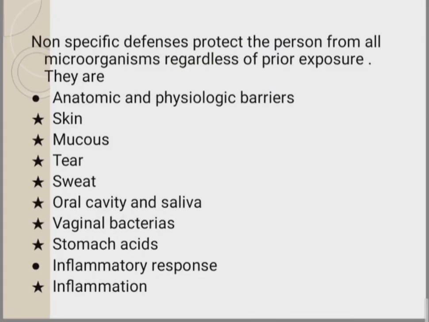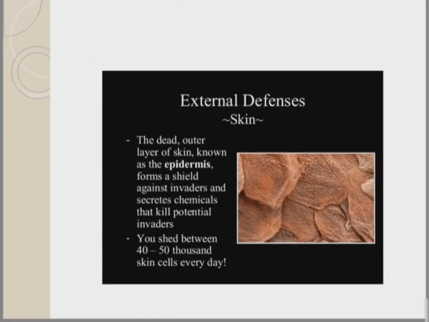Skin. Let's see about skin. We all know that we have skin, and the outer layer of skin is dead and it is known as epidermis. It forms a shield against invaders and secretes chemicals that kill potential invaders. The skin acts as a wall shield against invaders and it also releases some particular chemicals which kill them. We human beings shed 40 to 50 thousand cells every day.